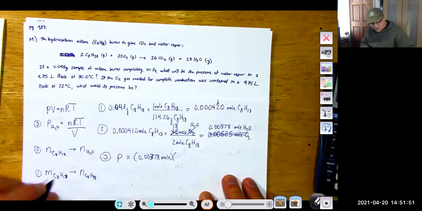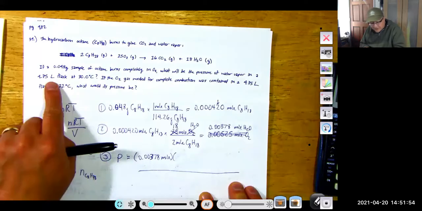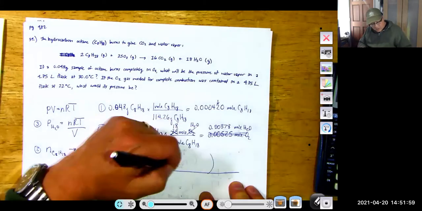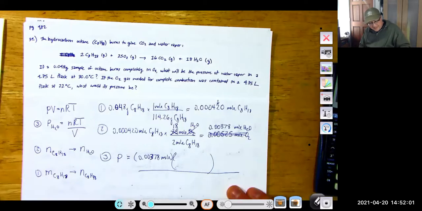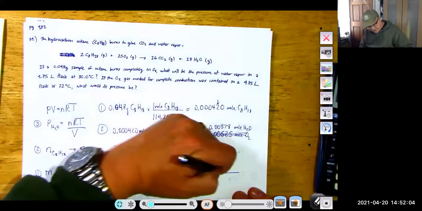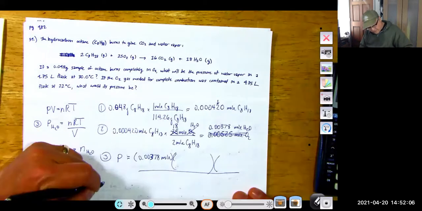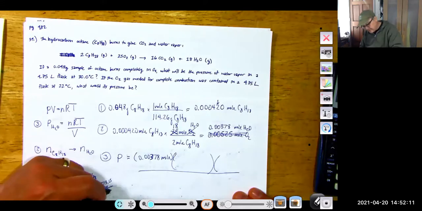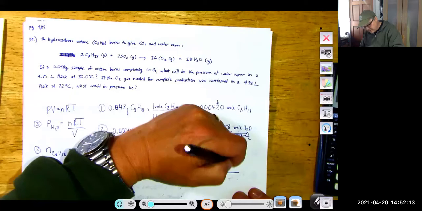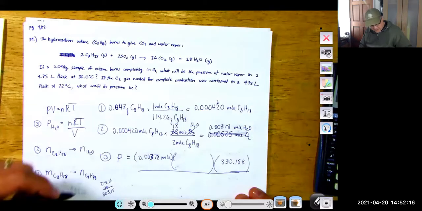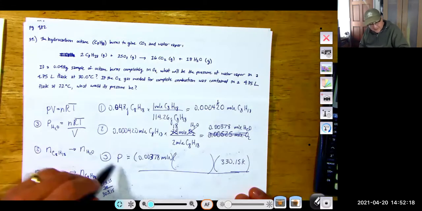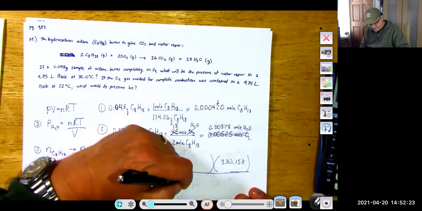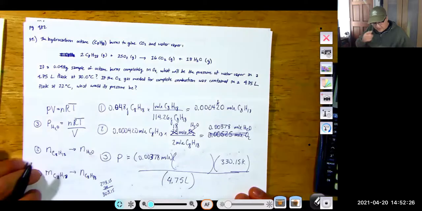I'm going to go ahead and jump to the pressure since they say the pressure. Oh, actually, we can use whatever R we want. Yep, the temperature is going to be 273.15 plus 30, which is 303.15. And the volume is 4.75 liters.